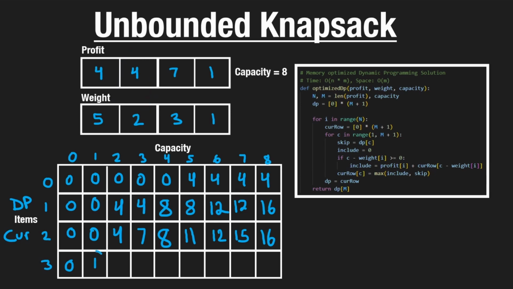Here, we can get a profit of 1 because the last item actually only takes a capacity of 1. It takes a weight of 1. Here, it would have been 4, I believe. Here, we would be at 7. Here, we would be at 8. There's actually 2 ways to get this 8. We can get 2 of these, or we can get 1 of these and 1 of these. Here, I believe it's also 11. Here, I believe it's also 12.